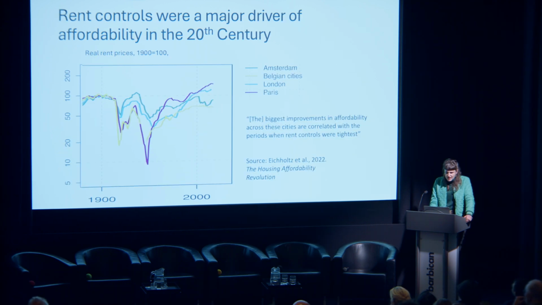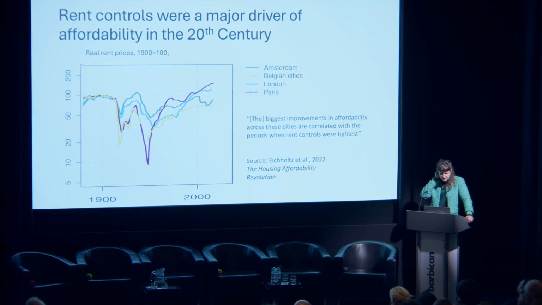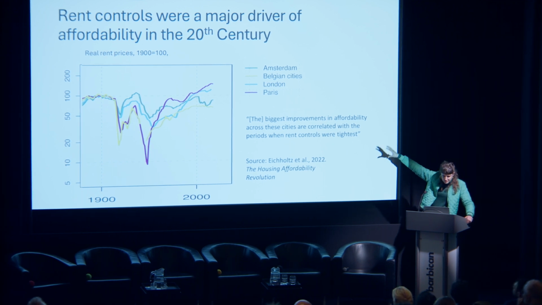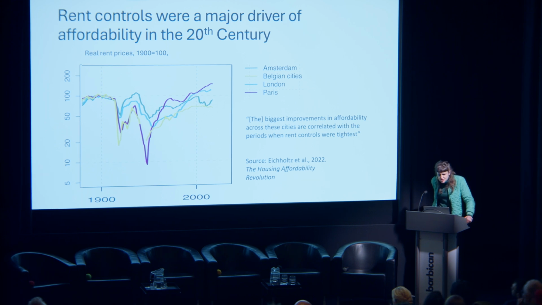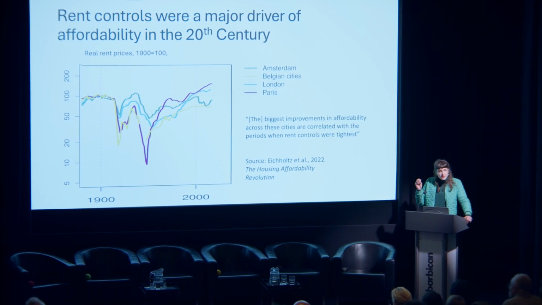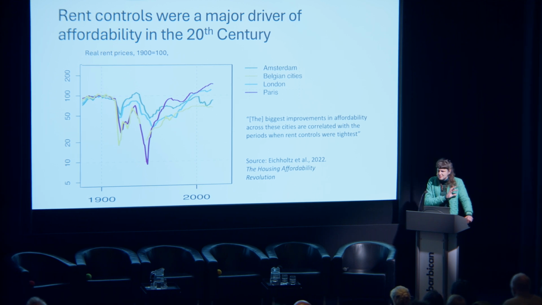I just wanted to say a little bit more about rent controls. I just recently read this paper by Eichholz and colleagues who show that, this is showing real rent prices, by the way, adjusted for inflation, across these major European cities. And they show that it was rent controls which drove the affordability revolution in these 4 cities. And you can see those big improvements in rent affordability happened specifically at the times when rent controls were tightest. Namely, because they were quite simplistic rent control models.